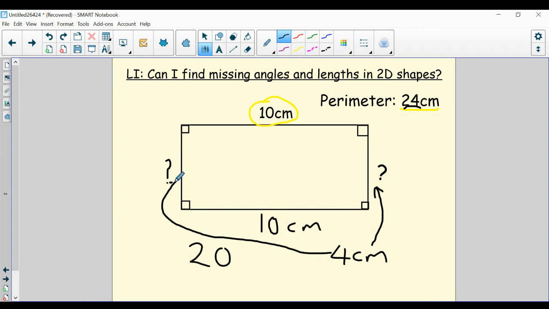between these 2 sides. So if I divide this number 4 by 2, that means that this side gets a 2, this side gets a 2, and then we can just check by adding all the sides together now to see if it makes 24. So 10 and 10 is 20, plus 2 is 22, plus another 2 is 24, so that we know for sure 2 is the missing value here.